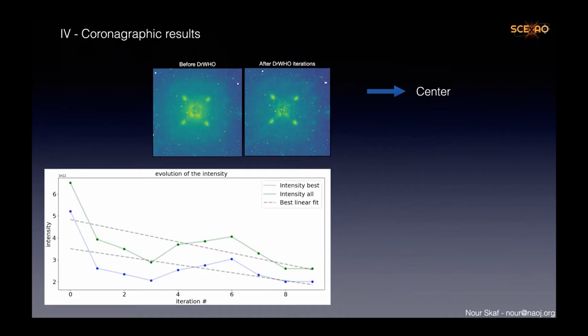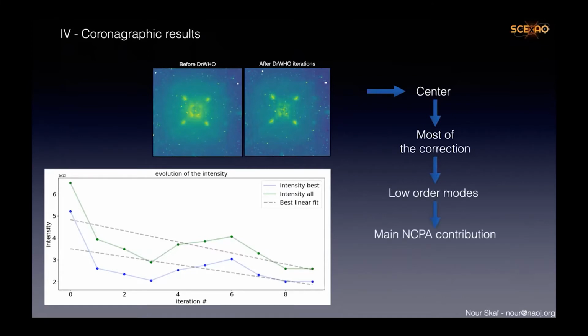However, as we see on the coronagraphic images, the center part seems to have the best correction. And so, in fact, most of the correction happens in the center, which corresponds to the lower order modes. And this is expected because we expect the non-common path aberrations to be essentially lower order modes.